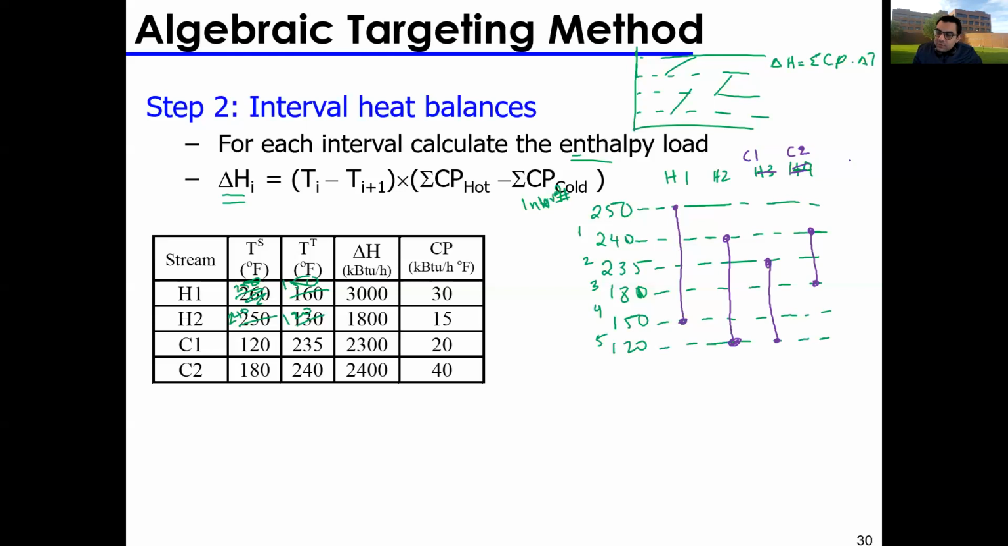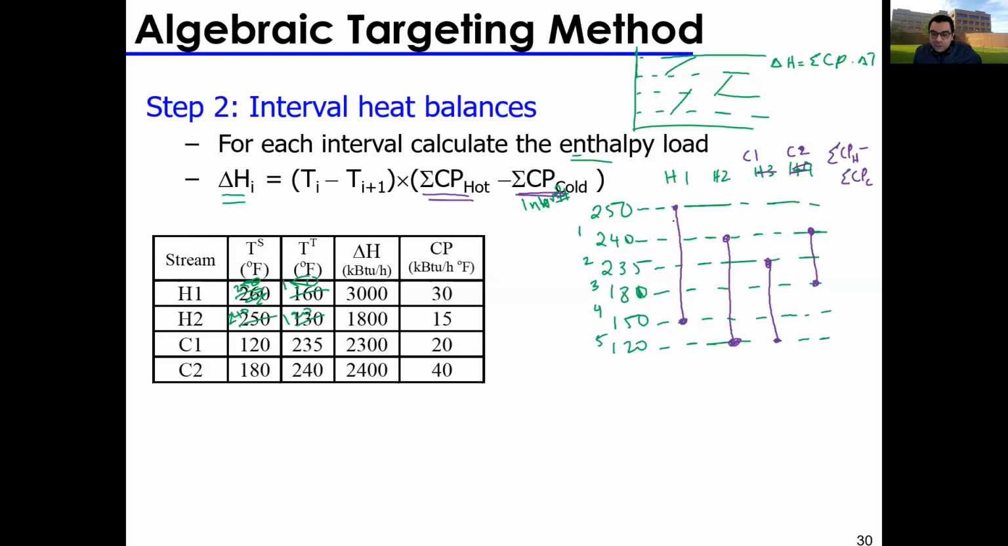After doing this, the next step is to calculate the summation of CP in each interval. One thing you need to know at this point is that your summation of CP is not just adding. Let me rephrase this equation. Your summation of CP in this case is equal to summation of CP hot minus summation of CP cold. You need to remember this. This is what I'm going to calculate in this column right here.